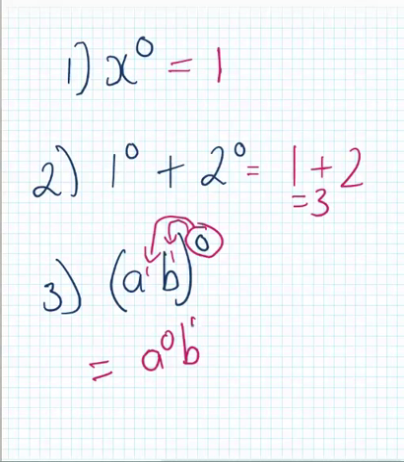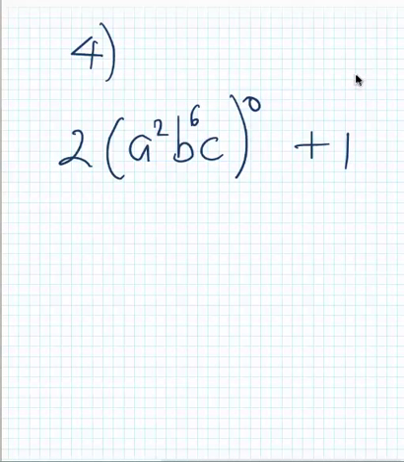And we can see that A and B are both to the power of 0. There's a times in between them. So we're really saying 1 times 1, because A to the power of 0 is 1, B to the power of 0 is 1, and 1 times 1 is 1. So a trick is, if you have brackets and a power 0 on the outside, the whole bracket will just equal 1. So let's look at one more example.